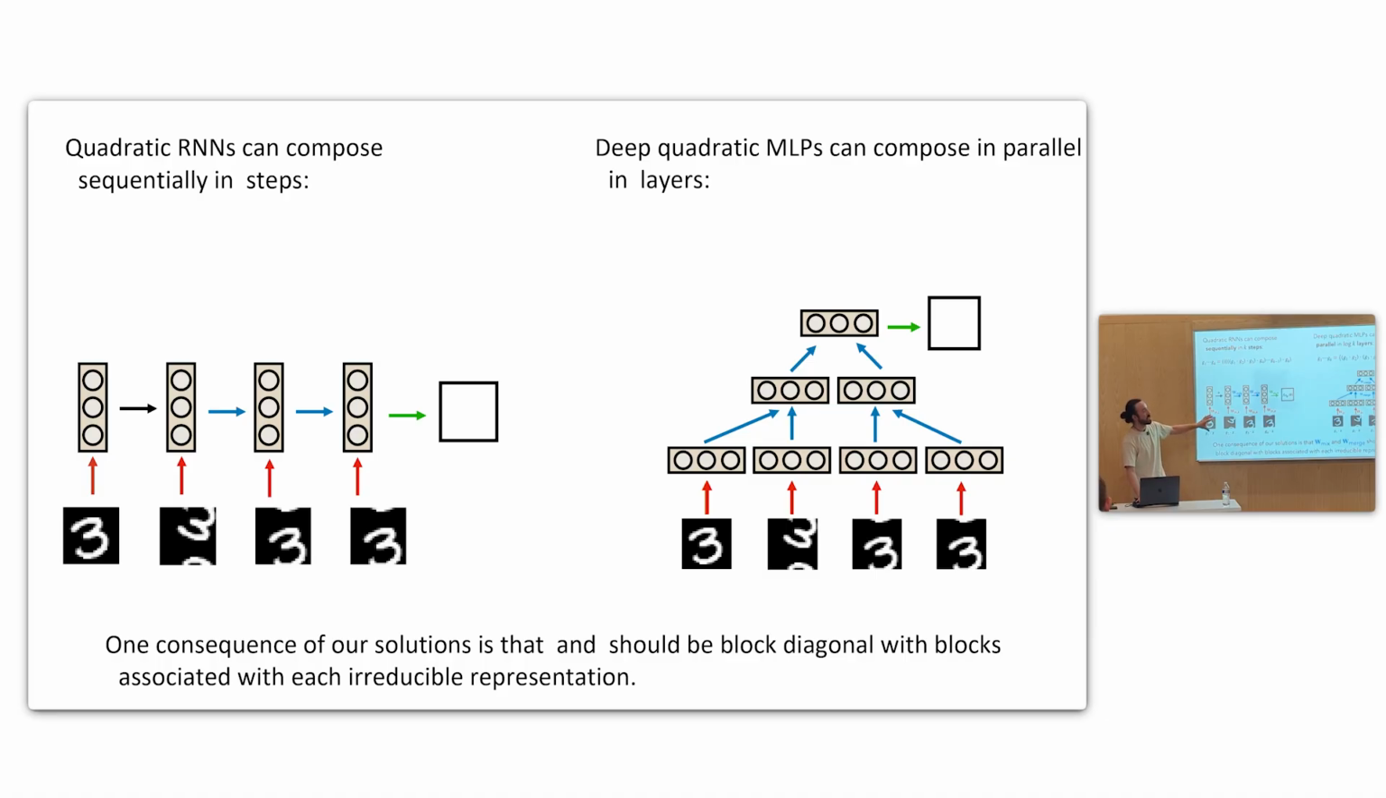So the point of this is just saying, yeah, there is a natural way that these networks could learn to compose things using their depth to get more efficient. And one of the interesting consequences of this construction would be that, for example, the mixing matrix in an RNN would end up block diagonalizing, where each block would be a different irrep.